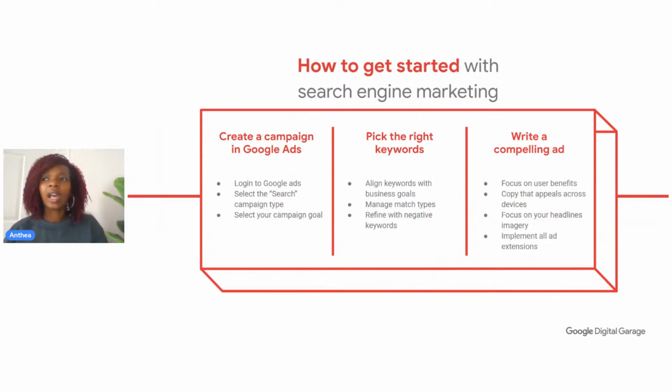So really look at how you can focus on the user benefits, not the features, but the benefits. How does your product or service add value to their life? And then you create copy that appeals to people, and you focus on the headlines that you're using, because that's the thing that's going to get people to stop and pay attention.